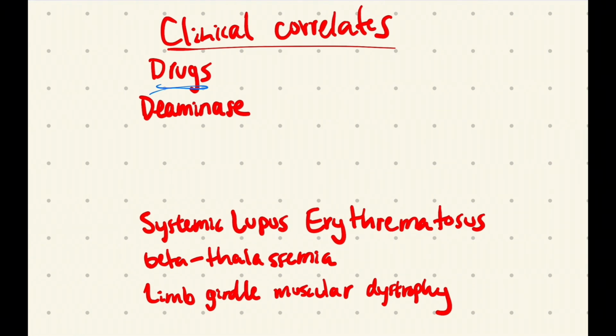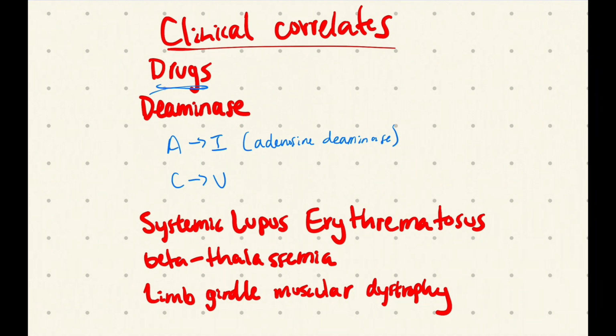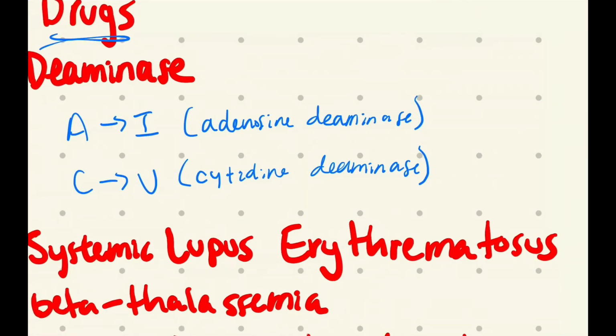There are going to be 2 deaminase reactions that are very important. You have your adenosine to inosine, so your A to I, and then you also have your cytidine to uracil, so your C to U. The enzymes are very self-explanatory: adenosine deaminase, and then also cytidine deaminase, right? Very self-explanatory enzymes.